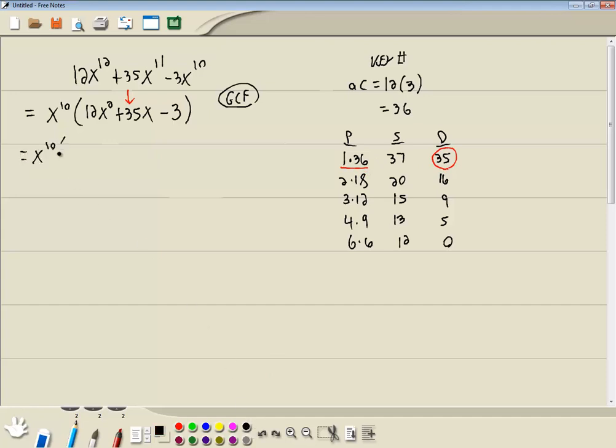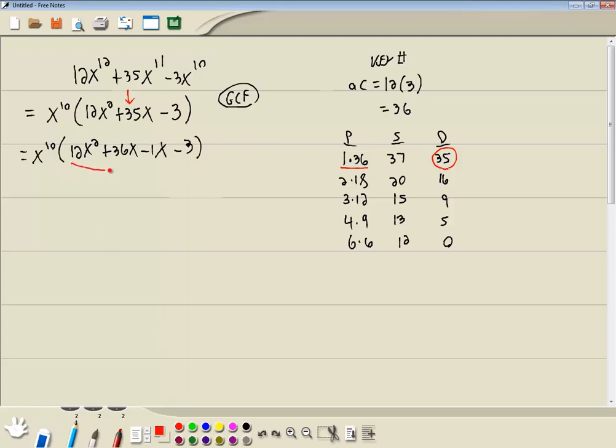Now, the x to the 10th carries down. Now, we're going to rewrite our middle term using these two numbers. Of 1 and 36, the larger one, the 36, will always be the same sign as the middle term, which in this problem is positive. The number I circled in the difference column, D for different signs, means one will be positive, one will be negative. Since the 36 was positive, then the 1 will be negative.